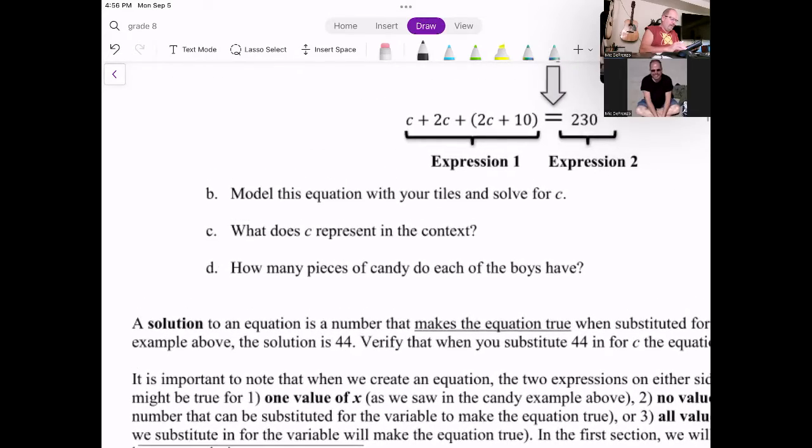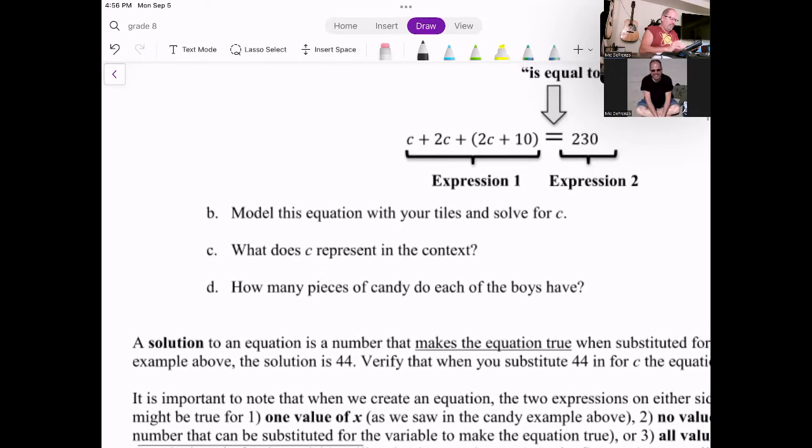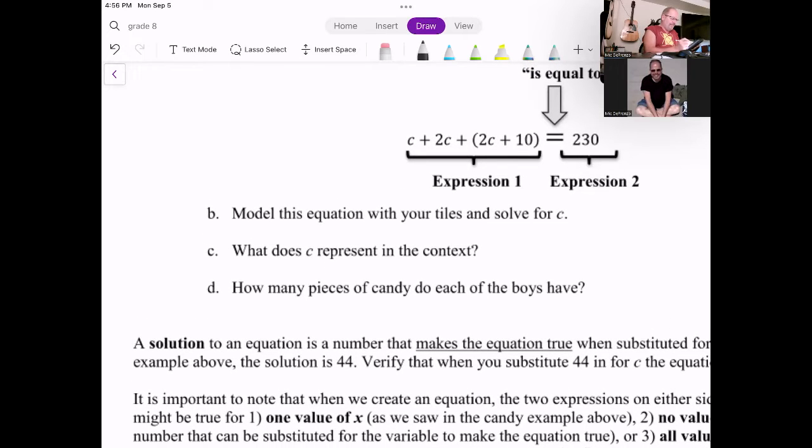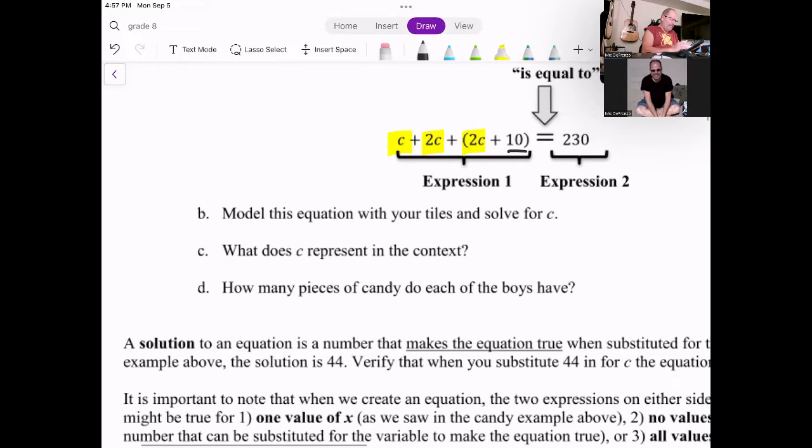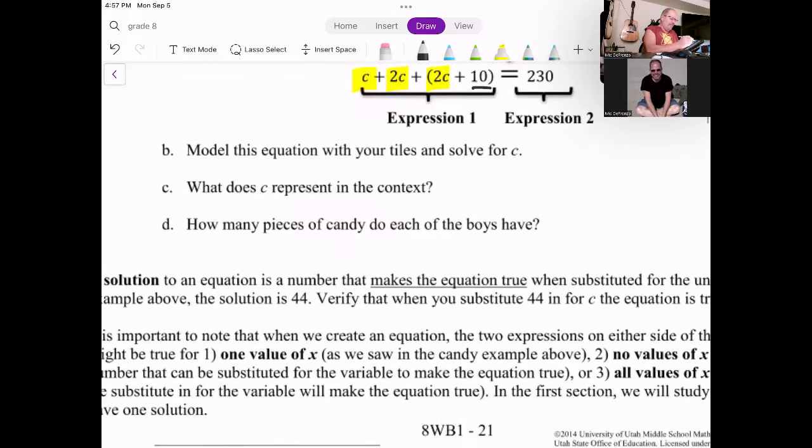So here's an equation that's solved. And if we look, we've got a variable term, a variable term, a variable term, and then we've got a constant. So we would solve this by adding up all of those variable terms. So we'd have 1c plus 2c plus 2c. We'd end up with 5c plus 10 equals 230.